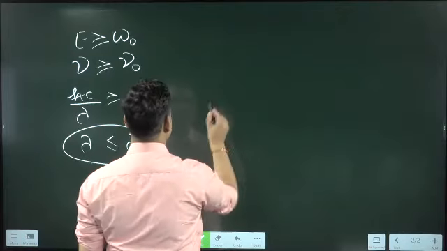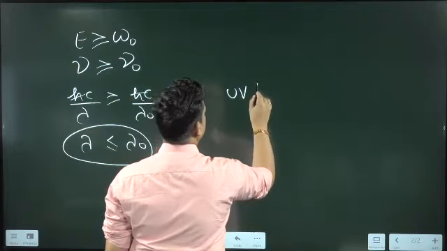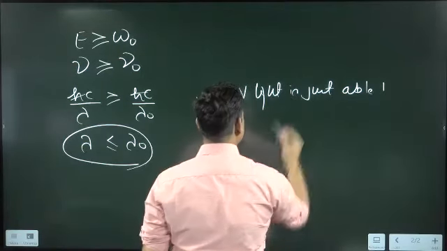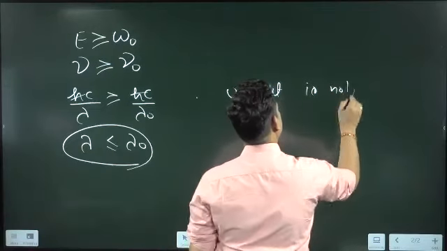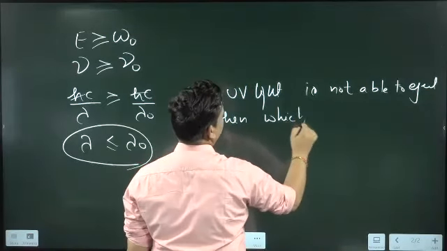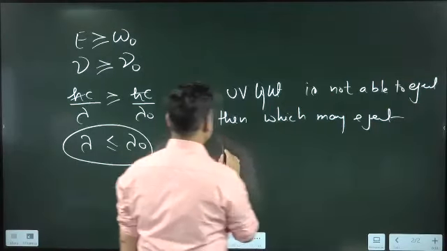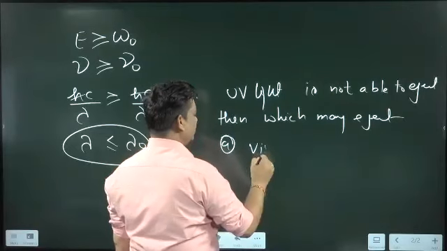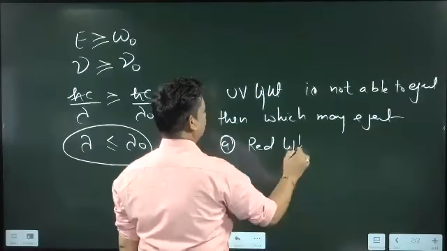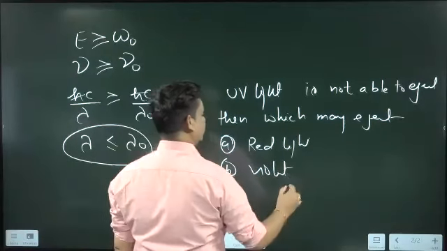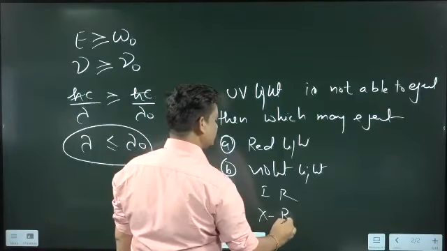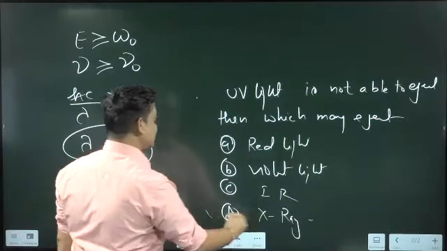Now I will ask a numerical question as well as a theoretical question. Suppose UV light is not able to eject, then which may eject? A question like this, and I can give options like red light, violet, infrared, X-ray. So you can say those which are more energetic can be used. So the answer will be X-ray might be able to eject.